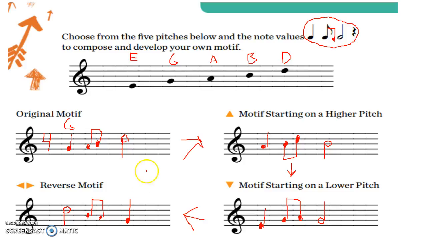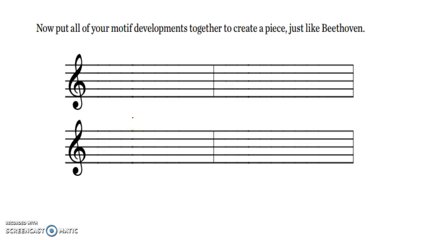Okay, once you make it that far, take a look at this. It says, now put all your motifs developments together to create a piece just like Beethoven. So you can basically choose what you want to have and where. So I'm going to start with my original, G, A, B, D, because I like that original one I did. I think next, I really liked that lower one. So I'm going to do that one next.